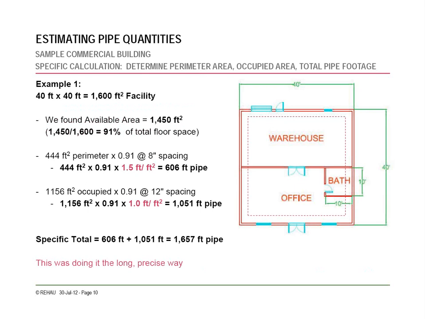So we have an available area. They're taking 90% essentially, assuming that you're not going to be able to put radiant where there are already walls and plumbing and whatnot, which is a very good estimate. And then they've calculated for perimeter and occupied areas, and you have a total amount of pipe of 1657. So this is kind of the long way to do it.